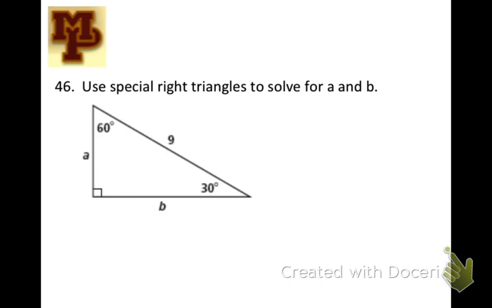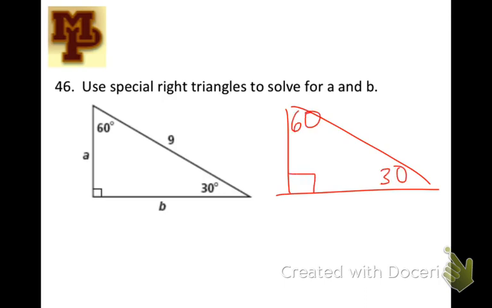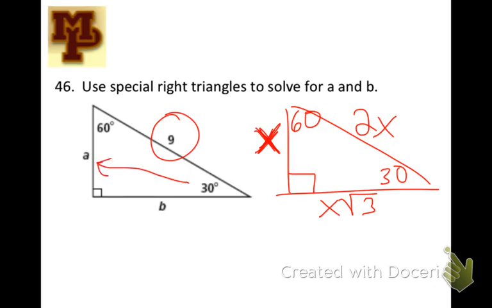Okay, 46, special triangles, I usually compare it to this. So 30, 60, 90: 30 is the x, the side across from 60 degrees is x radical 3, and the hypotenuse is always twice as big as the 30 degree leg. So if you have 9 and you want to find the 30 degree leg, we know that it's 1/2. So you can just divide 9 by 2. So A is 9 over 2.